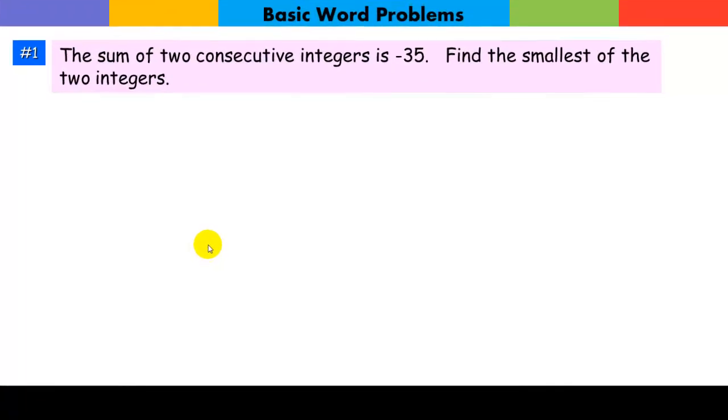Right, our first problem here. Would you take a second and look at it? The sum of two consecutive integers is negative 35. Find the smallest of the two integers.